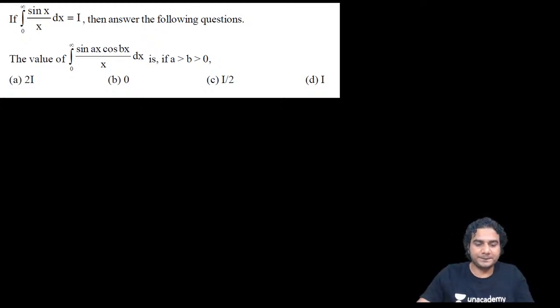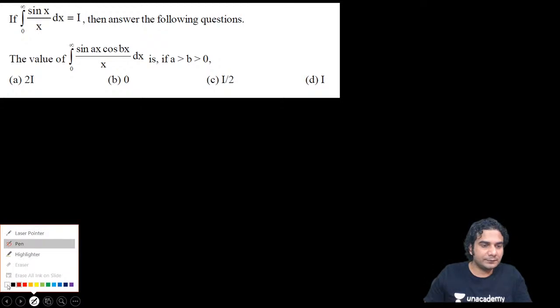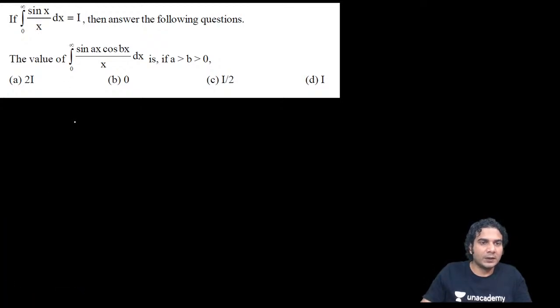Getting anything? Okay, then let me do it. So if I start with this, 0 to infinity sine of ax into cos of bx upon x dx.